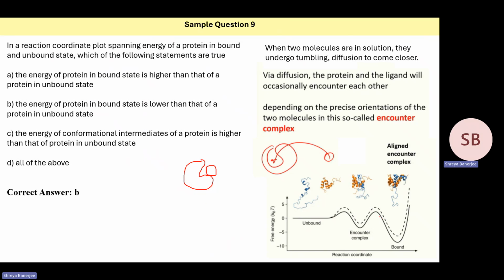Once the encounter complex is formed, the ligand will orient itself in such a way that it will optimize the binding interaction with the protein. So it will perfectly sit into the binding site. Then the energy will decrease further and you will have the bound protein ligand complex. So the energy of the protein in bound state is clearly lower than that of the protein in the unbound state. That is your option B. So option B is the correct answer.